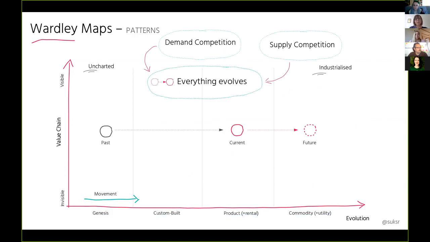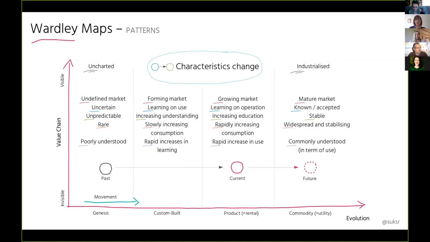Wardley Maps comes with some patterns and principles, and in the interest of time, I'm just highlighting a few of those. So one pattern is that the map is never static, but very, very dynamic. So everything evolves from left to right through the forces of demand and supply competition. And while the components are evolving through the evolution stages, their characteristics change.